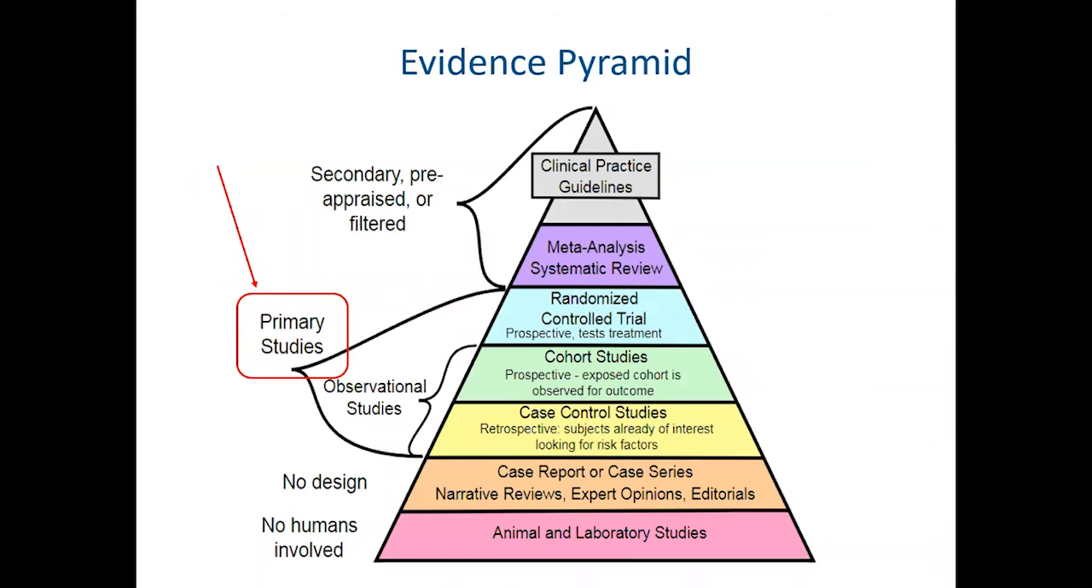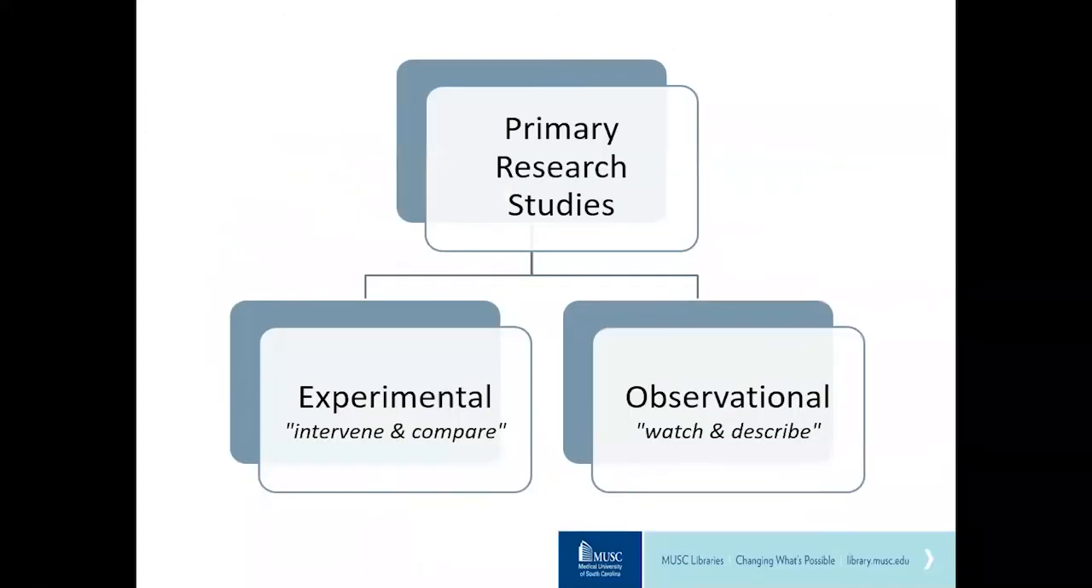As we continue down the evidence pyramid, next we reach primary studies. There are two main types of primary research studies in humans. They're experimental and observational. In an experimental study, the purpose is to intervene in a specific way, usually a therapy of some kind, with a group of people and then compare findings to a similar group that didn't receive the therapy. In observational research, the purpose is to watch a group of people over a specific period of time and describe what happens to them.